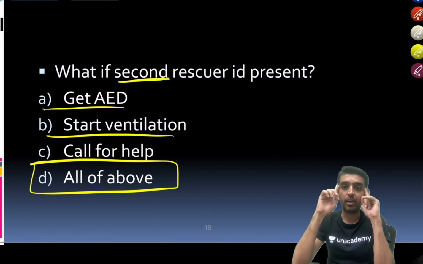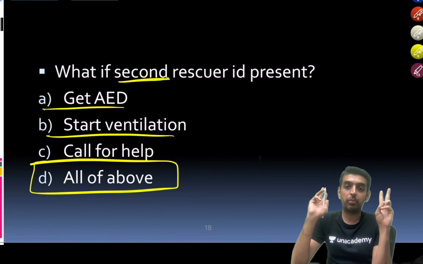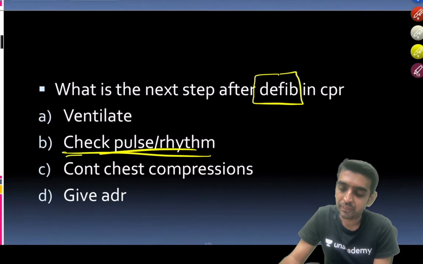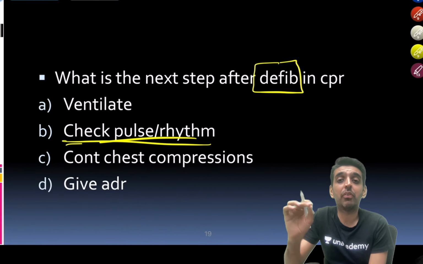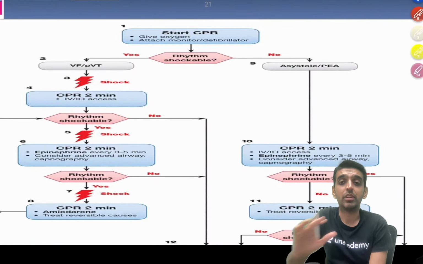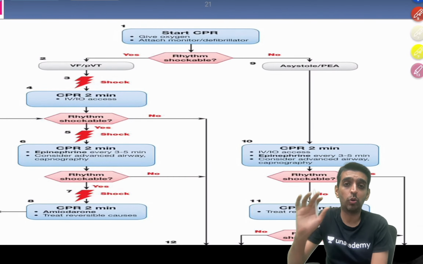Alright, clear? Two questions solved from CPR. Also our basics are getting clear. Next, what is the next step after defibrillation in CPR? For this we need to revisit this, right? So this is how your ACLS protocol looks like, right?